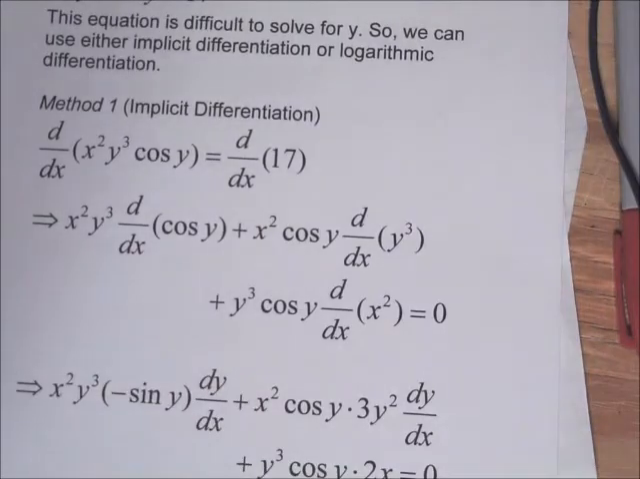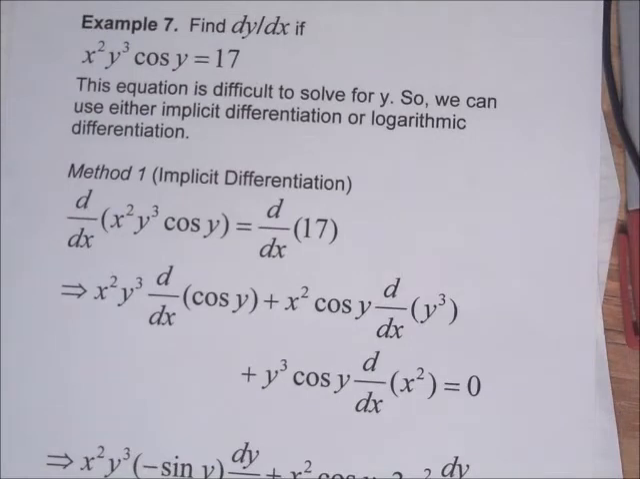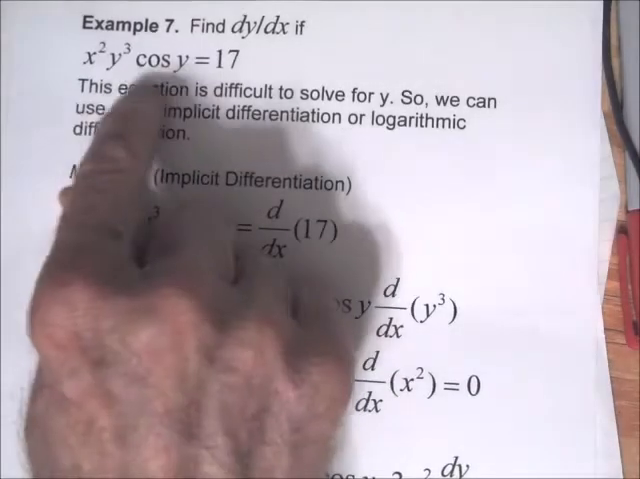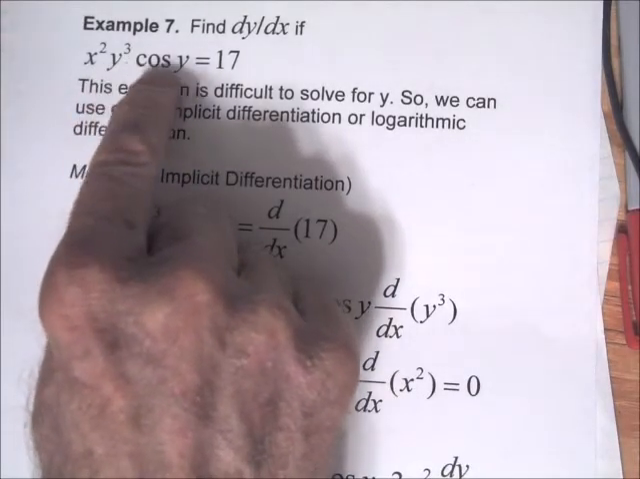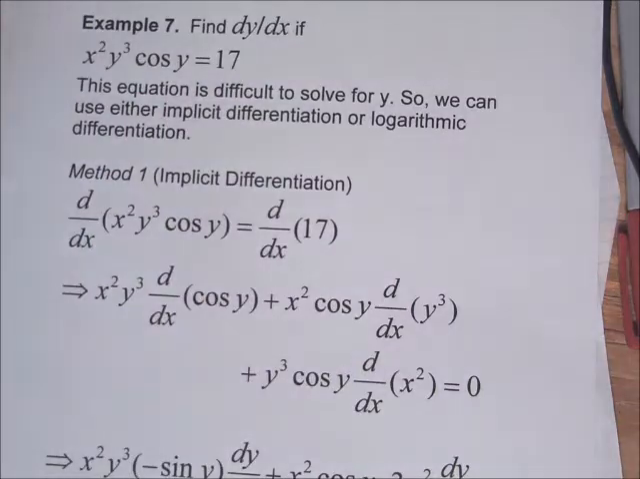Okay, here's an interesting example. This one here, if you can solve it for y, you can use just regular differentiation, but this equation here is going to be hard to solve for y. We have x squared plus y cubed times cosine of y equals 17. So we can use implicit differentiation or logarithmic differentiation.